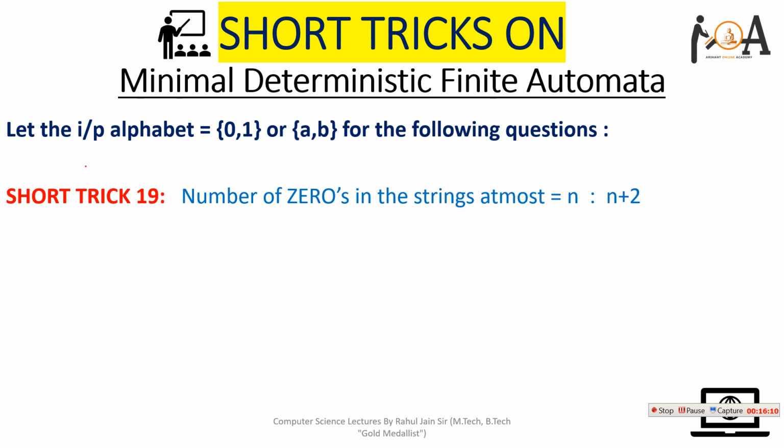The next question is the number of zeros in the string is at most n, then also n plus 2 states would be required in your minimal DFA. Suppose I have asked that whatever string is generated by your DFA, the number of a's should be at most 9, then 11 states would be there in the minimal DFA of that, using this shortcut trick.